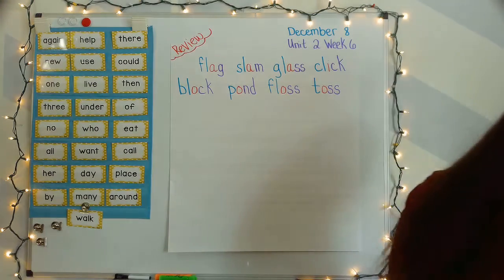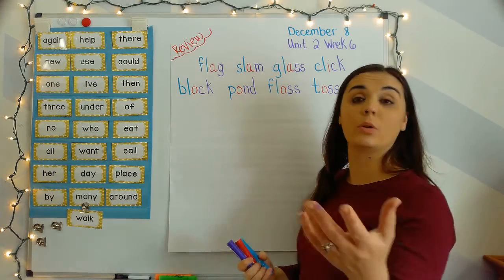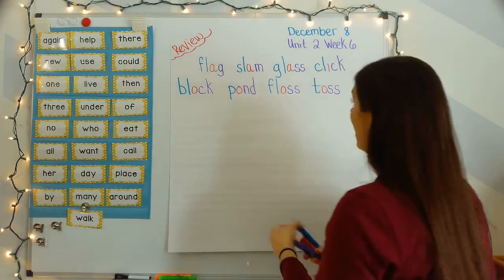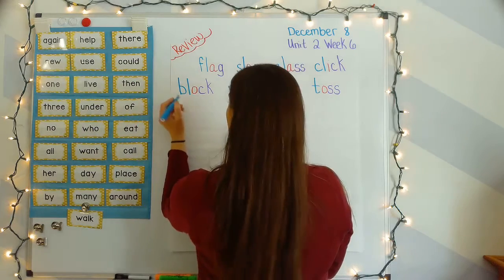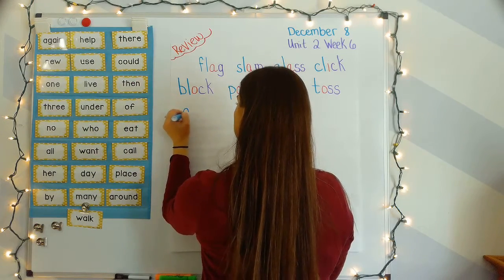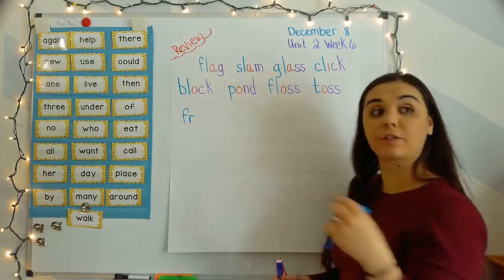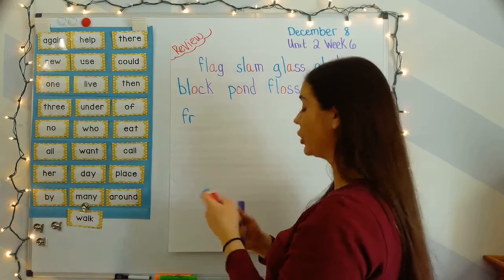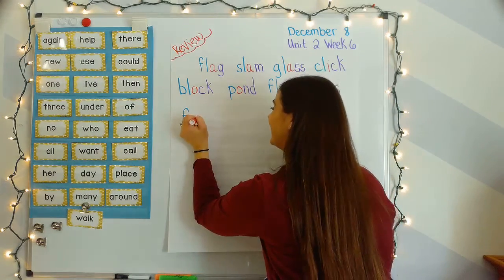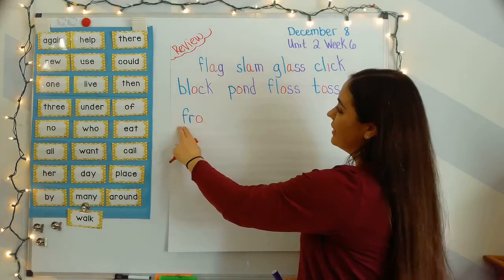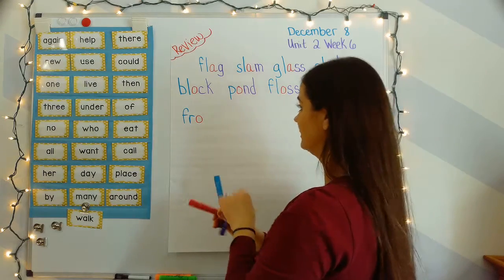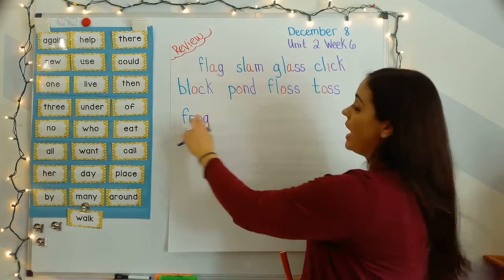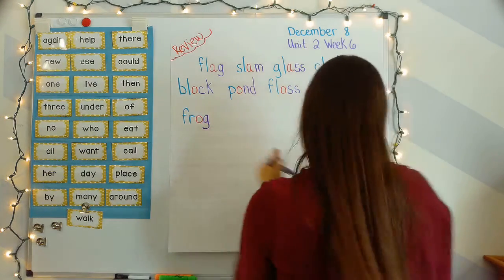Beautiful. All right, next word. Frog. Your turn. Frog. FR says fr. O says o, fr-o. G says g, fr-o-g, frog.